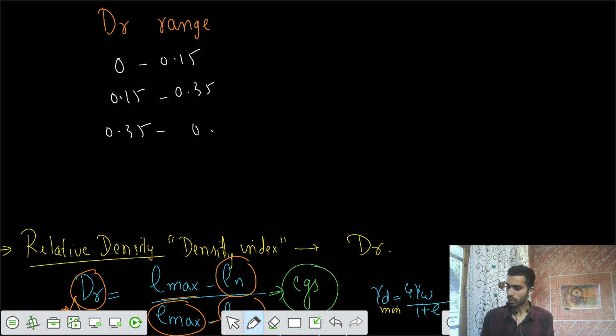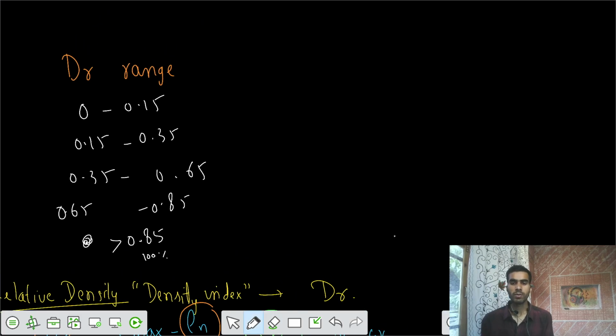Yeah. 35 to 65%, that means 0.65. After that, 0.65 to 0.85, and after that greater than 0.85. The maximum value we can have is up to 100%. So for that we classify the soil. We classify the soil according to these values we have.